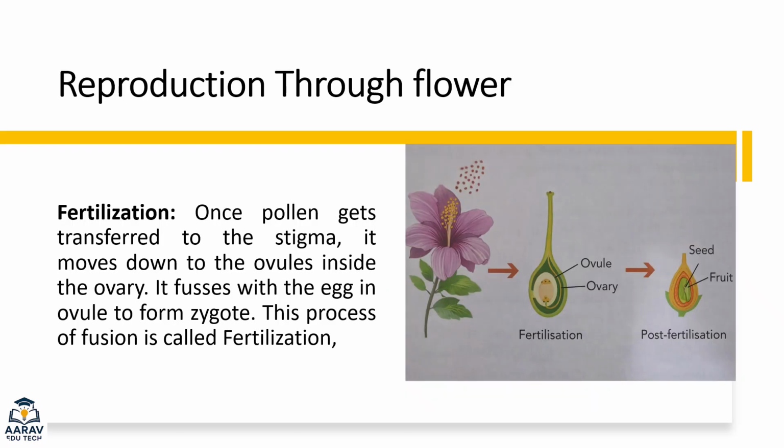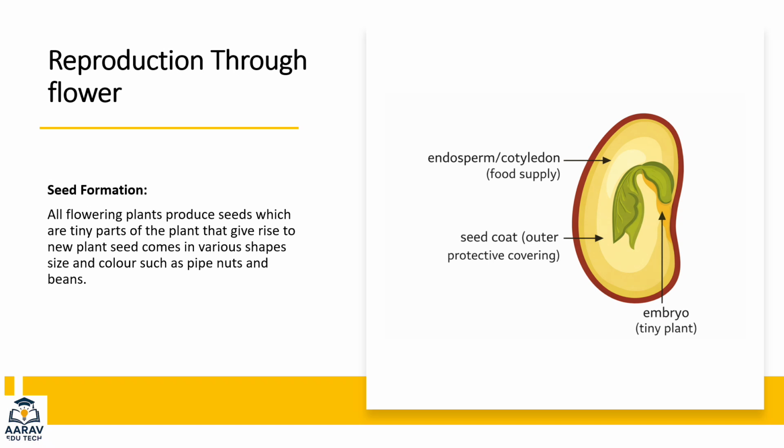After pollination, pollen moves to the ovary. It fuses with the egg. This forms a zygote. This process is called fertilization. After fertilization, seeds are formed. Seeds are tiny parts that grow into new plants.